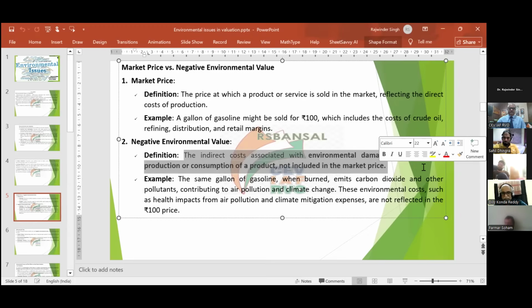For example, the same gallon of gasoline, when burned, emits carbon dioxide and other pollutants, which contribute to air pollution and climate change. So these environmental costs, such as health impacts from air pollution and climate mitigation expenses, are not reflected in the 100 rupees price.